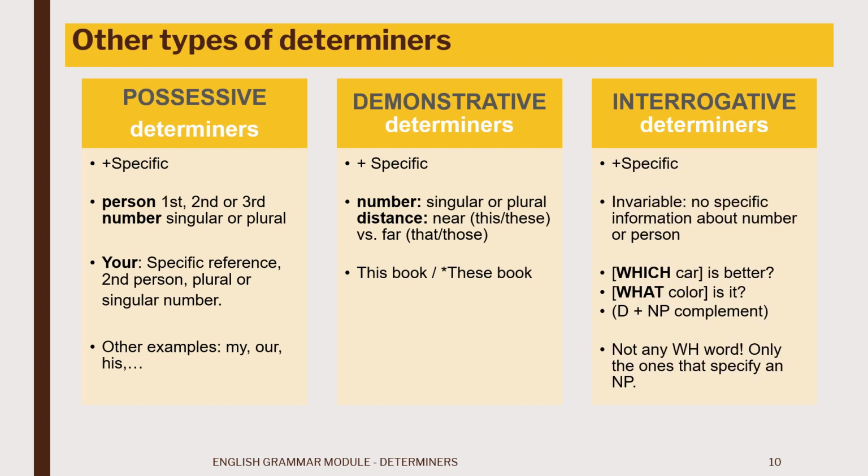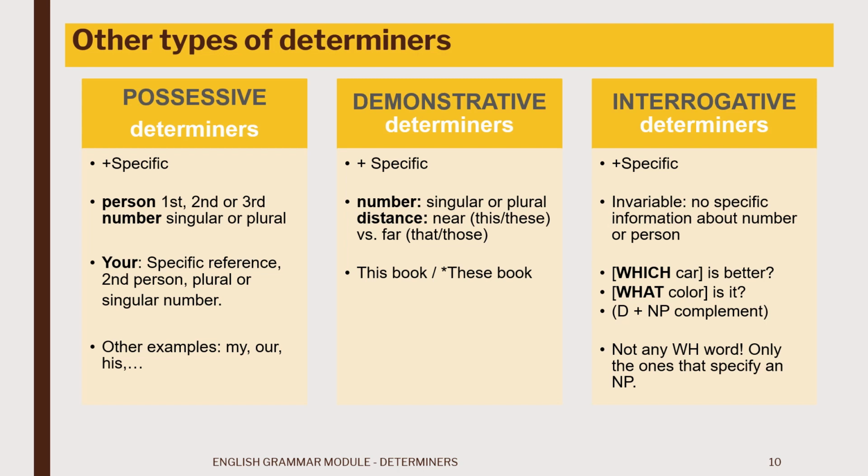And last, interrogative determiners. Again, they assign specific reference to the noun head of its noun phrase complement, and they are invariable, so we cannot recognize any specific type of information about number or person. But something they do have in common, and which makes them determiners, is that they select a noun phrase as complement, as in the examples you can see there. Which car is better? What color is it? The structures between square brackets are determiner phrases, and the determiner which selects the noun phrase car as complement. The determiner what selects the noun phrase color as complement.